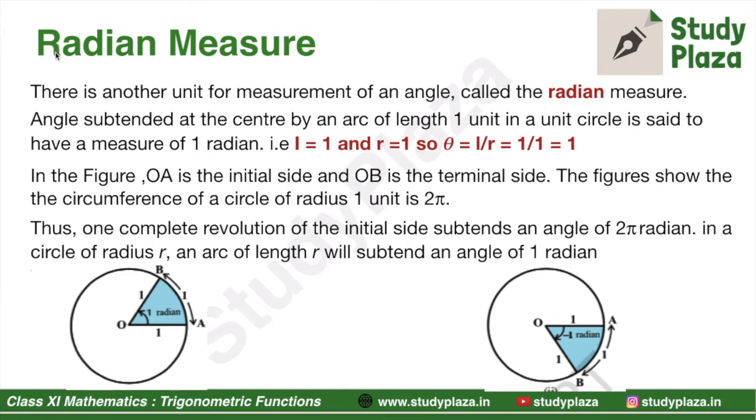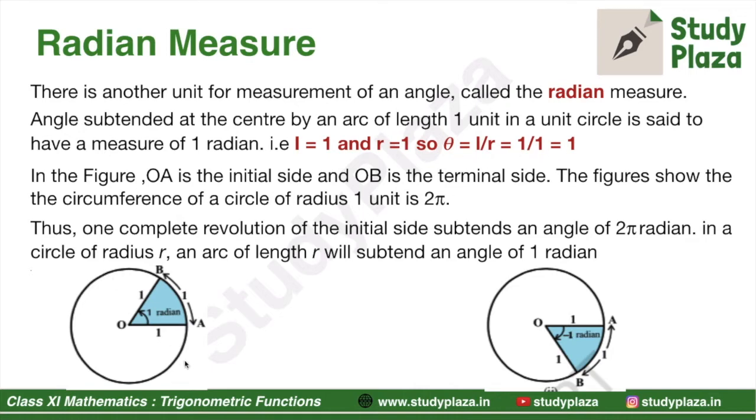Now we move to the next term, that is radian measure. This is another unit for the measurement of the angle, and it's defined this way. The angle subtended at the center by an arc of length 1 unit in a unit circle, that is l equal to 1 unit, r equal to 1 unit, then theta is equal to l by r, which is equal to 1 by 1, which is equal to 1.